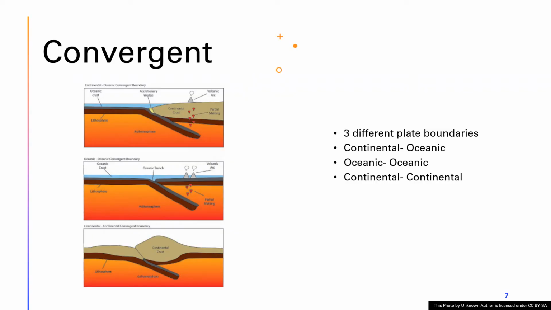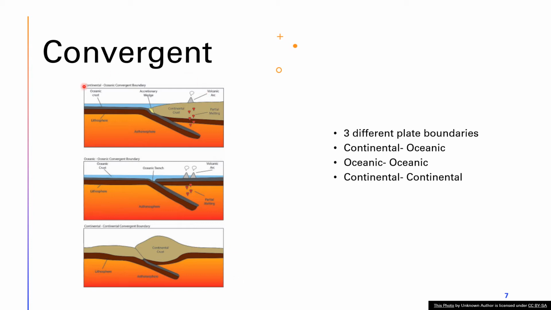The first type of plate boundary that we are going to be discussing today is convergent boundaries. There are three different types. The first one is continental-oceanic, the second one is oceanic-oceanic, and the third one is continental-continental.